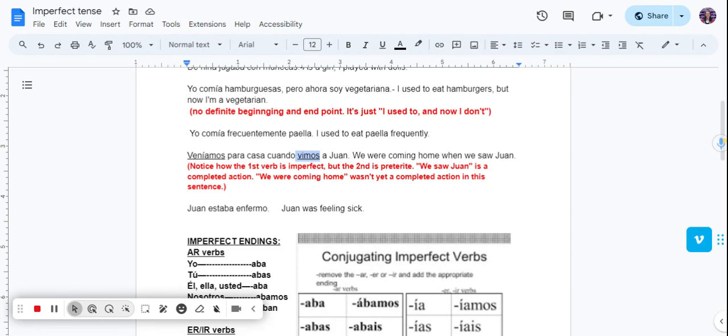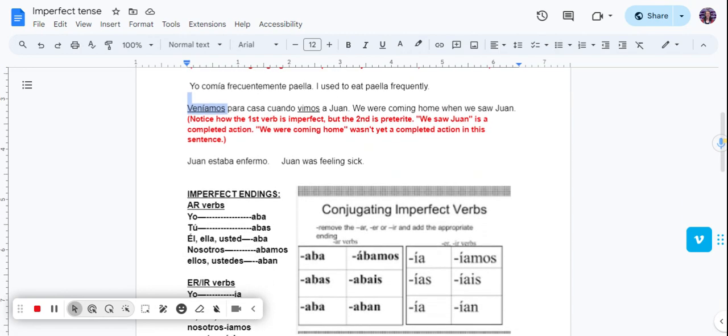So notice how the first verb is imperfect, but the second is the preterite, right? We saw Juan is a completed action. Like, you didn't see him, and then you did. Action completed. So that's why that one is in the preterite. This one is, though, we were coming to the house. Maybe we're still going to the house. We don't know how long we were going to the house. So there's some like imperfect amount of time. That going to the house was this general open time frame. We don't know how long that was.